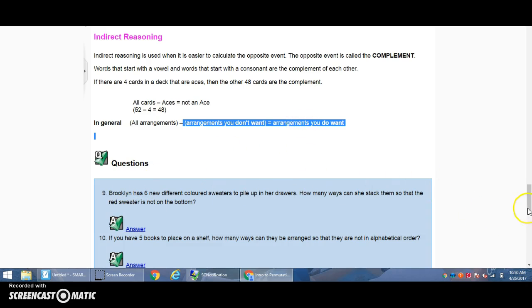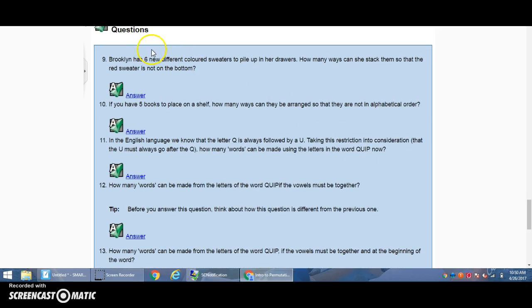I kind of butchered how I said that, but let's look at this here. Brooklyn has 6 new different colored sweaters to pile up in her drawers. How many ways can she stack them so the red sweater is not on the bottom? Okay, so instead of doing that question, why don't we figure out how many ways she can stack them? That's a fairly difficult question. It's not that hard. We can figure it out, right? But let's figure it out this way. She has 6 different sweaters. Let's figure out how many different ways she can order them.